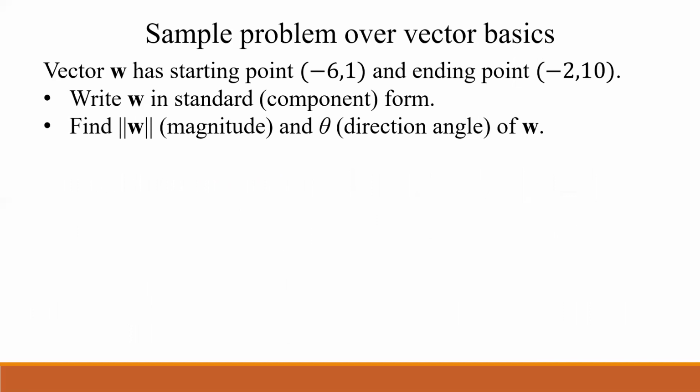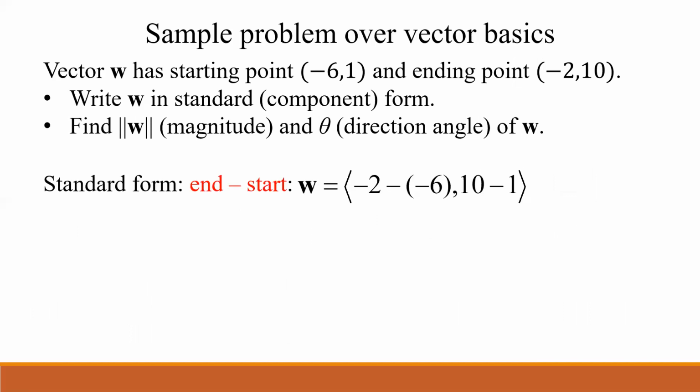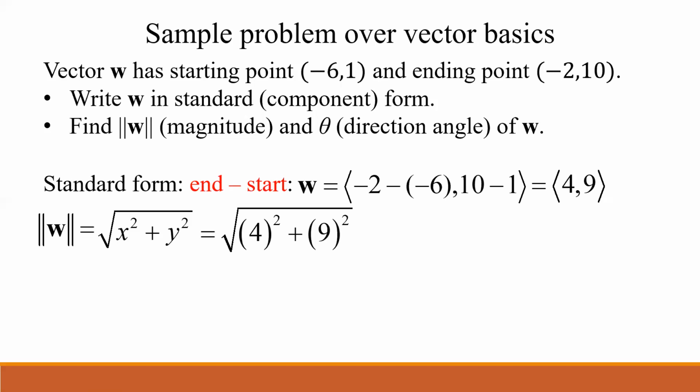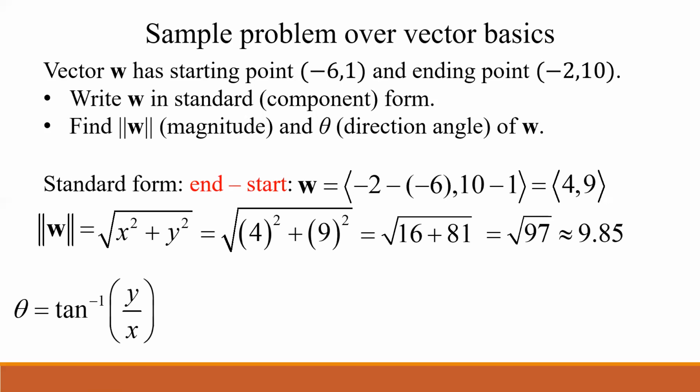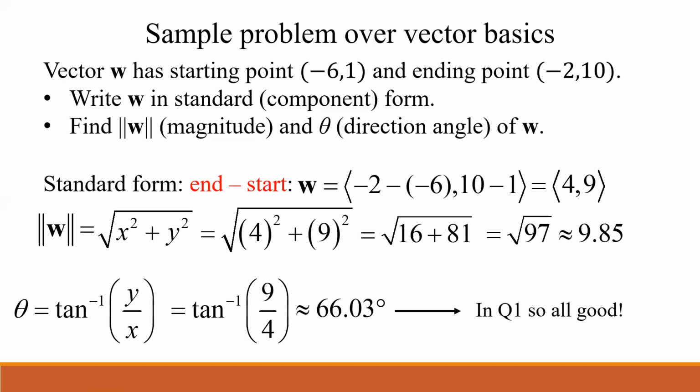Okay, so hopefully you got that. So the standard form, end minus start, would end up being -2 minus -6, 10 minus 1, which is 4, 9. Now we can find the magnitude by the Pythagorean theorem, which is root 97 or 9.85, either way. And then you find your direction angle, inverse tangent. Calculator tells you about 66.03, but notice my vector is in quadrant 1, so I'm good. So that's your final answer.